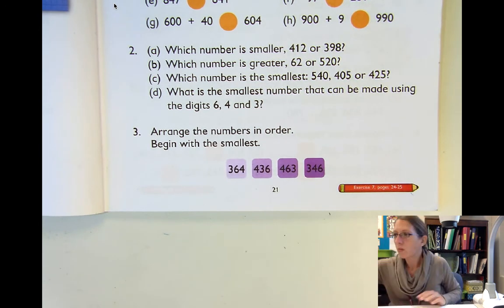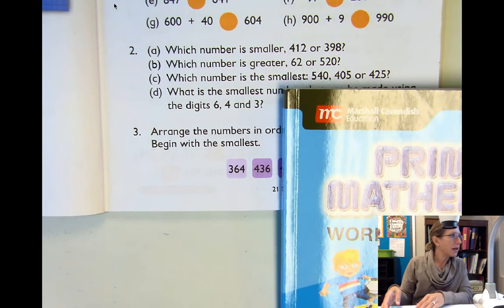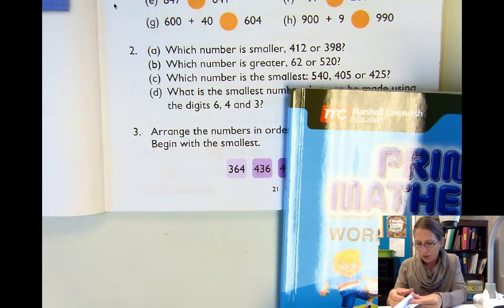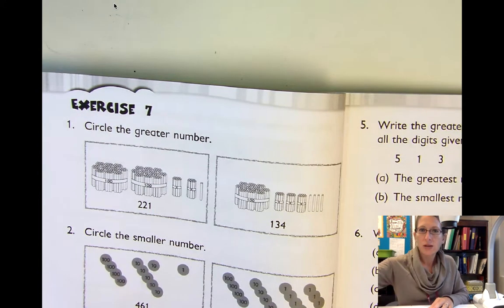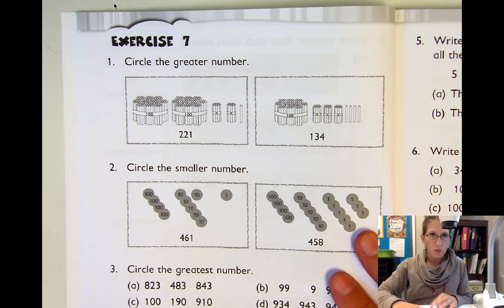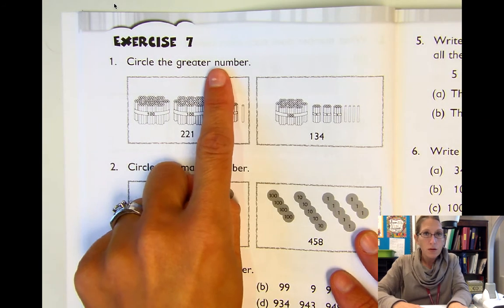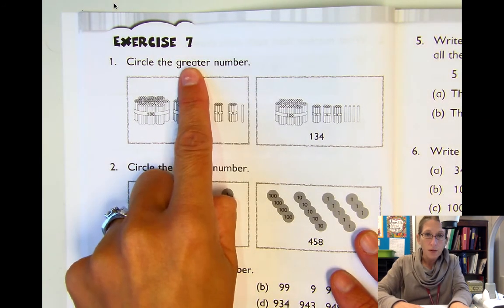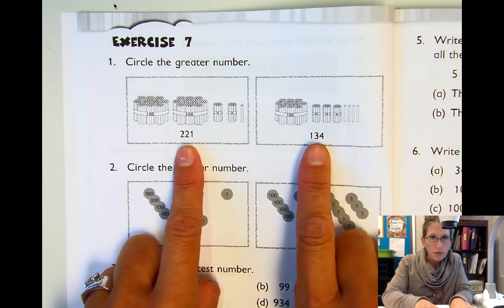All right, your homework for today is, let's see, we're going to work on pages 24 and 25. Let me just quickly look at these pages with you. All right, so here on page 24, we have circle the greatest number, circle the greater number, and the greater number means the bigger number. So 221 or 134.